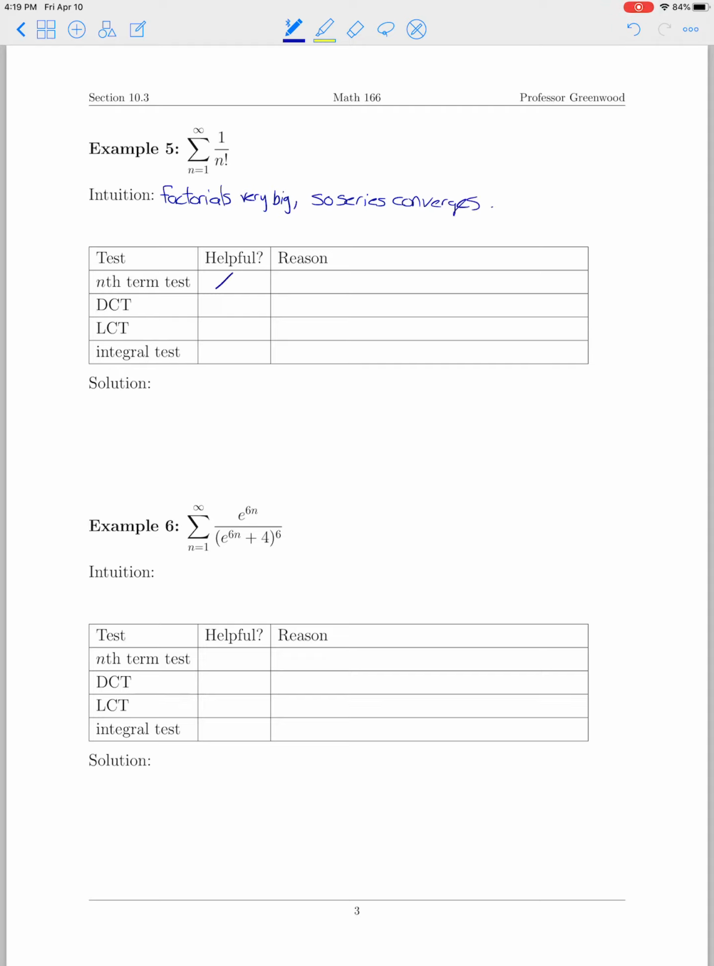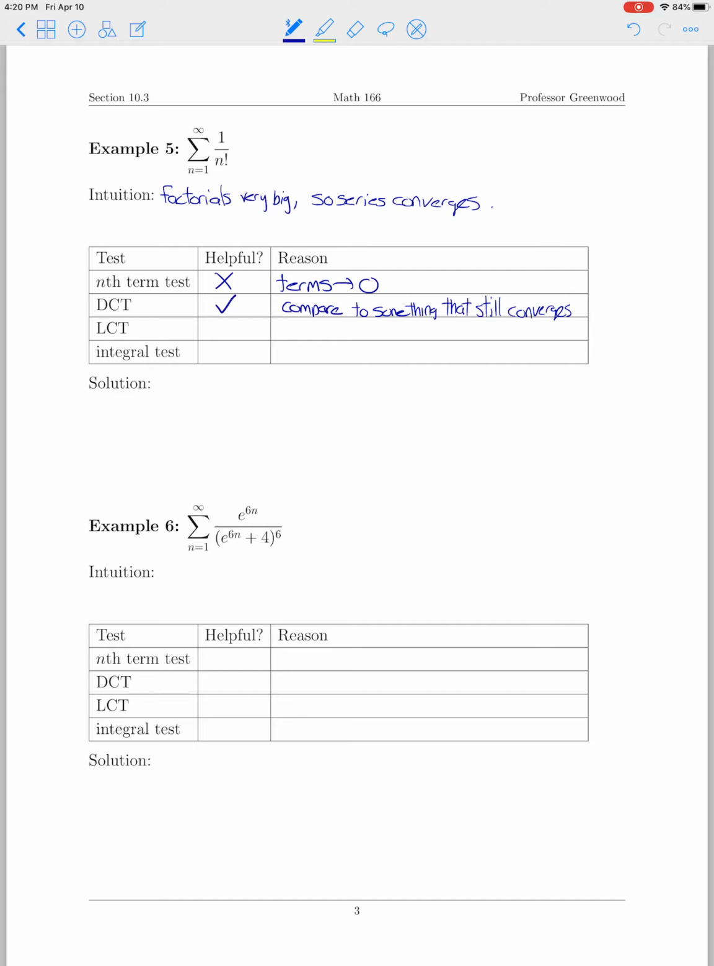The nth term test here is not going to be helpful because, as we just said, the terms go to 0, and so that's never helpful in that case. The direct comparison test is going to be helpful, and that's because we can compare to something smaller than a factorial that still converges. It's often the case that if you only have one term in the numerator or denominator, the direct comparison test will be helpful.